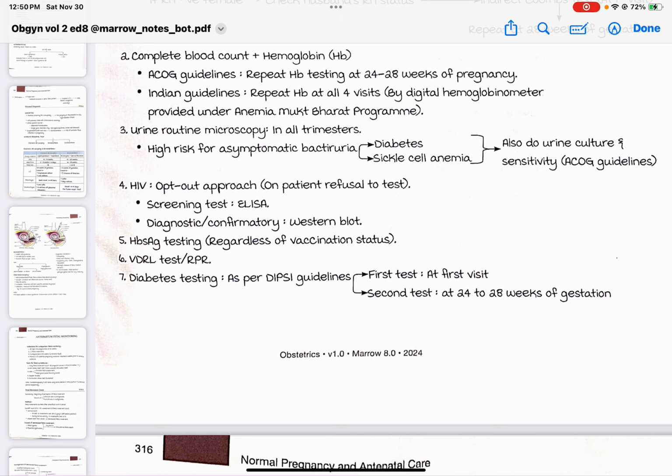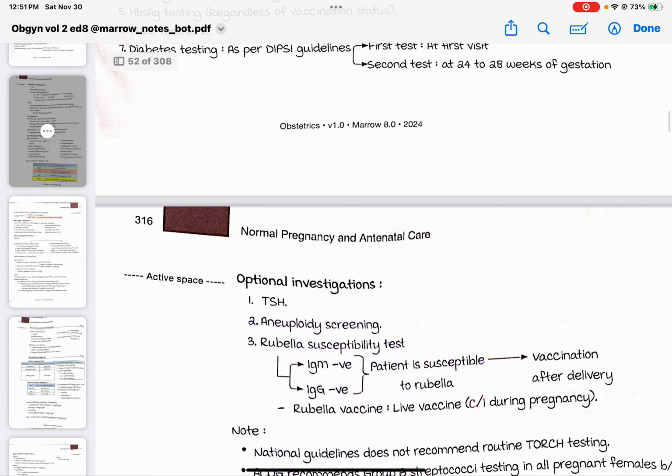Urine microscopy in all trimesters. High risk for asymptomatic bacteriuria, diabetes, sickle cell anemia. Also do urine culture and sensitivity. ACOG guidelines: HIV testing, opt-out approach, on patient refusal to test. Screening test, ELISA. Diagnostic confirmatory, Western blot. HBsAg testing regardless of vaccination status. VDRL test, RPR. Diabetes testing as per DIPSI guidelines: first test at first visit, second test at 24 to 28 weeks of gestation.